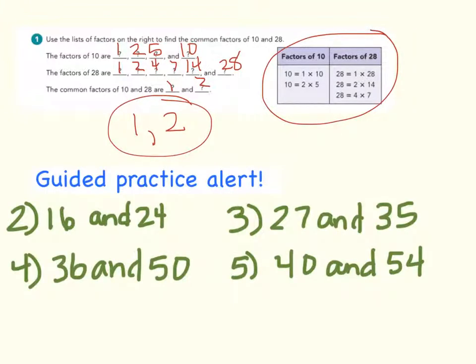Try these next 4 sets of numbers on your own. Find the common factors for each pair of numbers. List your answers in your homework notebook. Show me all your work, including finding the factors for each individual number and then making a list of the common factors.